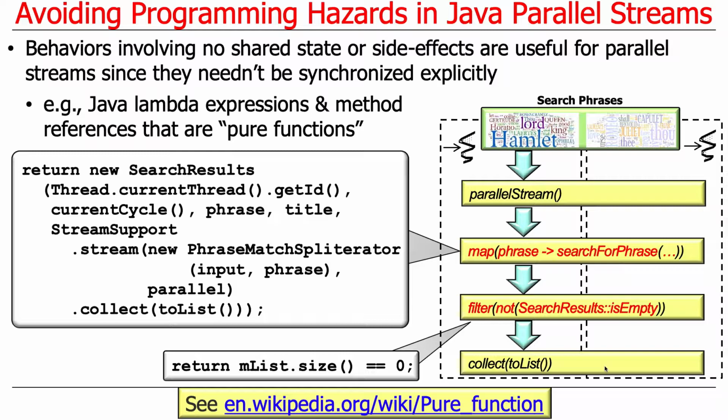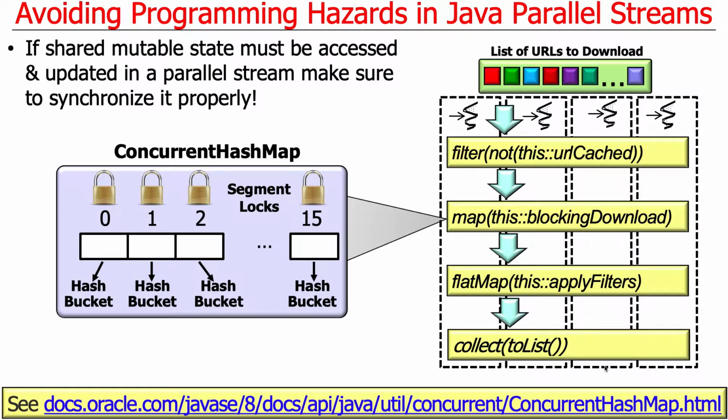There's no shared state. There's no shared mutable state. We're not updating a collection or something. We're doing everything within the context of that one thread. So it's trivially stateless, trivially thread safe.